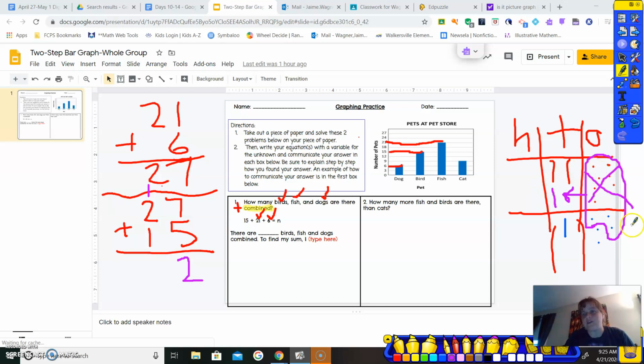This is the standard algorithm to help you solve. And this is the place value chart to help you solve. And you can decide which strategy to use. If you want to use both of them, you can. Or if you want to use one of them, you can. That's fine too. You've got to figure out which strategy works best for you.